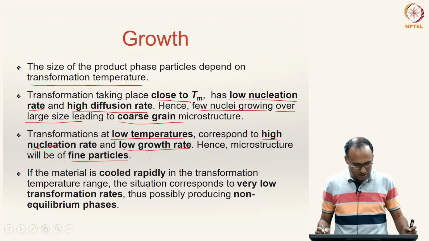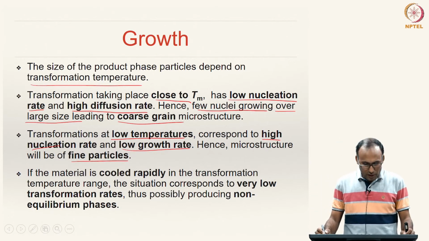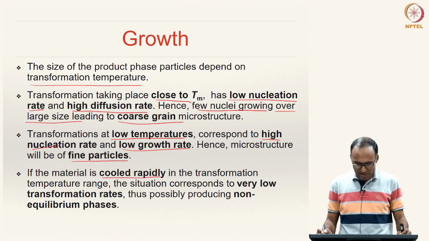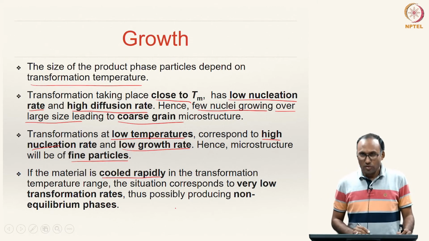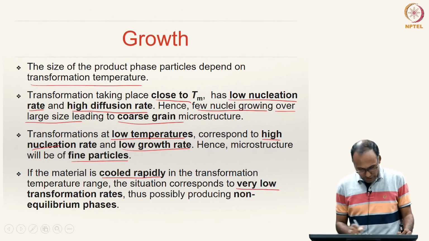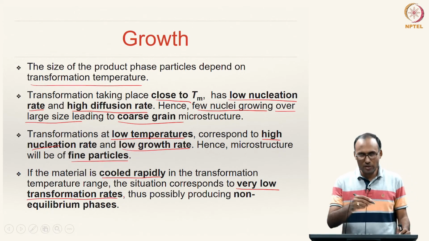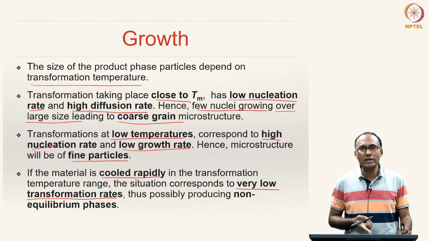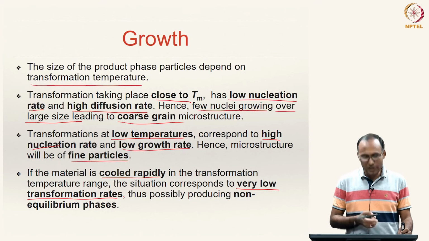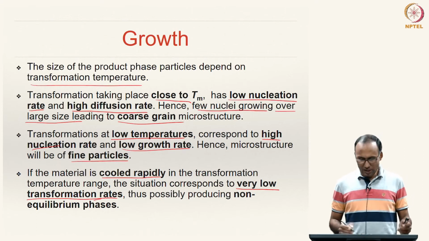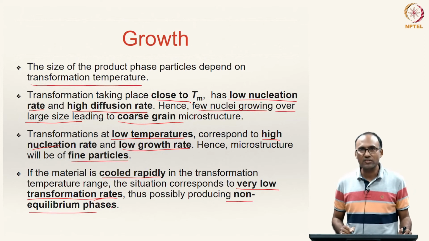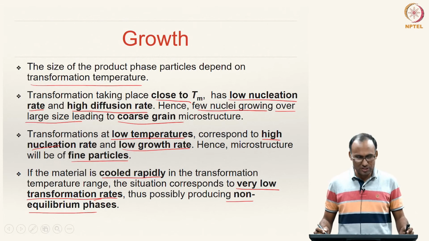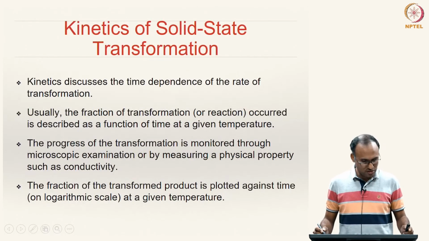So, the microstructure of the particles will be fine grained, and if the material is cooled rapidly, if you are cooling the material extremely fast in the transformation temperature range, the situation basically corresponds to very low transformation rates, right. As you can see, the transformation rate first increases and then decreases. So, when it is cooling down rapidly, that means you are actually hitting very low transformation rates, and as a result you would be producing non-equilibrium phases. We have seen how the microstructure changes, and we will see in detail how the microstructure is going to change.